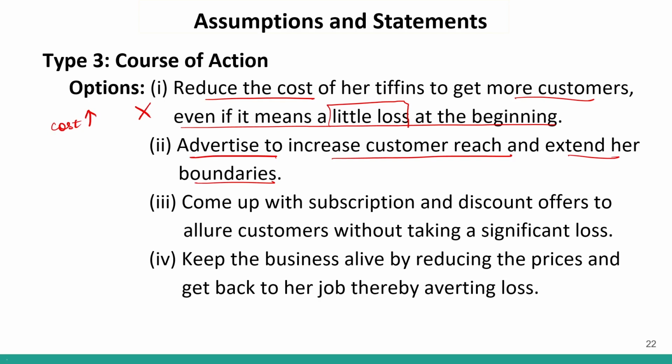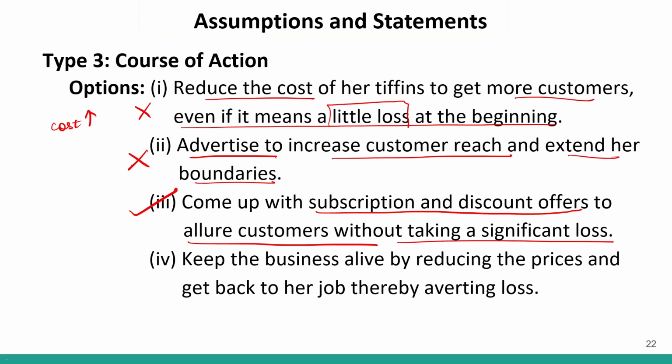So to advertise does not make any sense because she already has customers. She already knows people, right? Third one says come up with subscription and discount offers to allure customers without taking a significant loss. Now, this is a good course of action because in this course of action, she is not suffering losses, as at the same time, because of subscriptions and discount offers, she would be able to attract the customers. So, this would be a correct course of action.